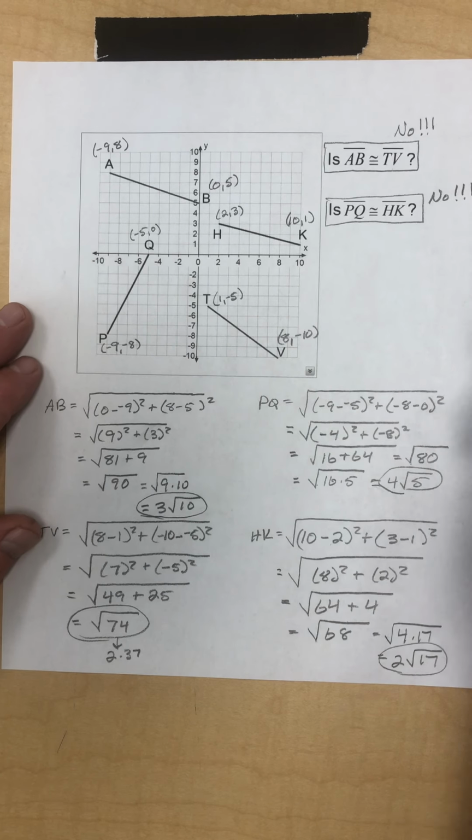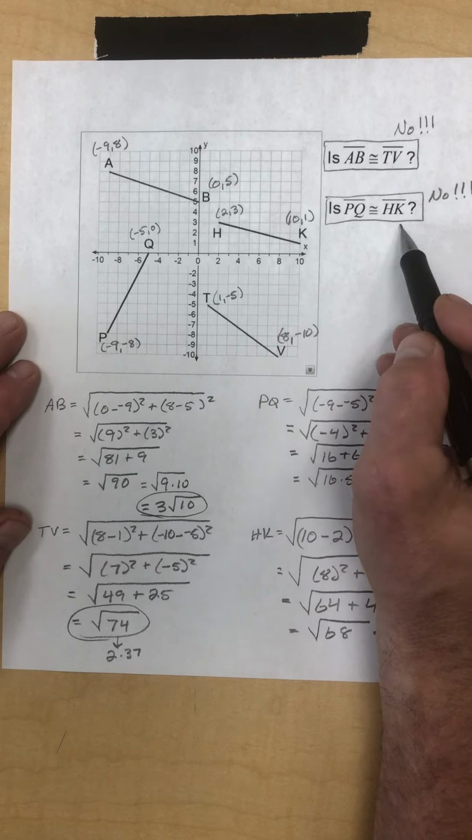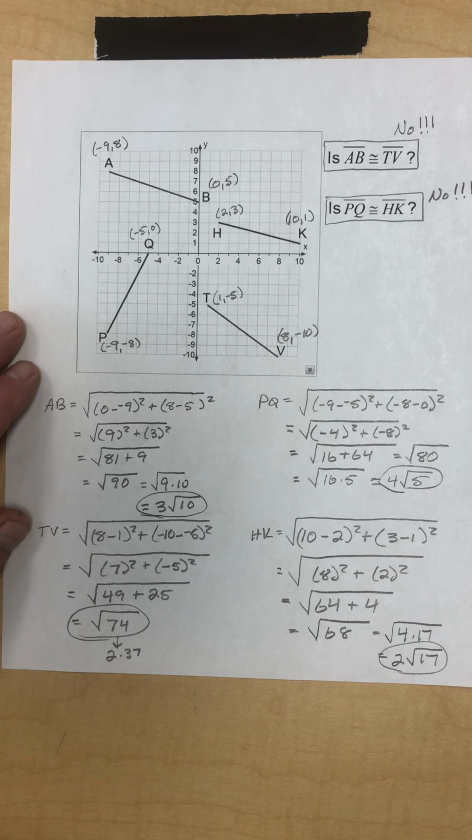So it doesn't look like either of these guys work out. It looks like AB and TV do not have the same length, so they're not congruent. And it looks like PQ and HK do not have the same length, so they're not congruent either. I just thought maybe we'd get one of these guys to work out.